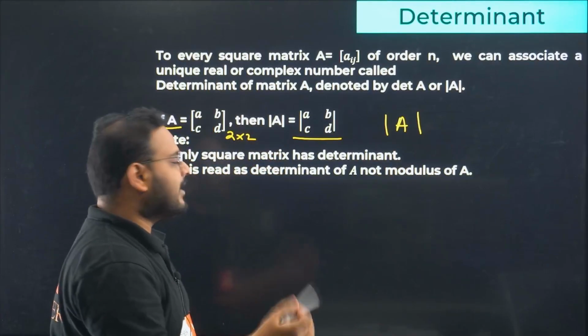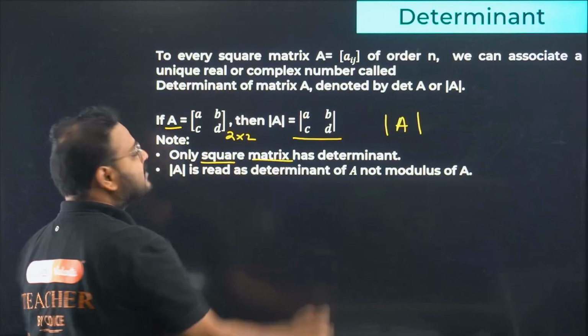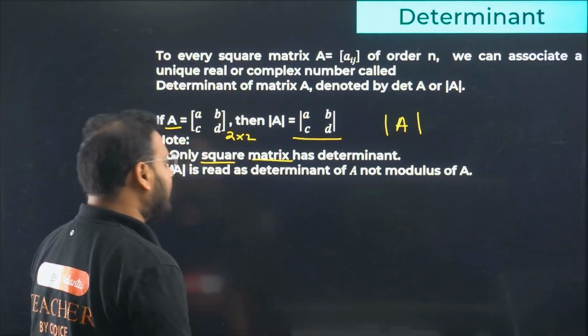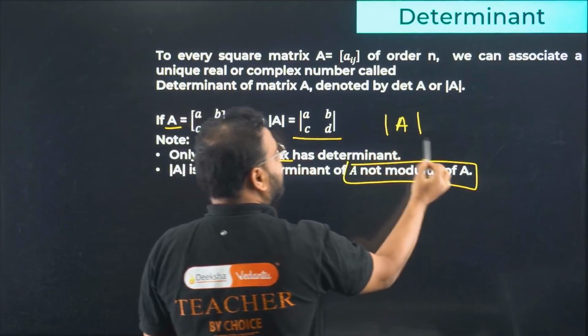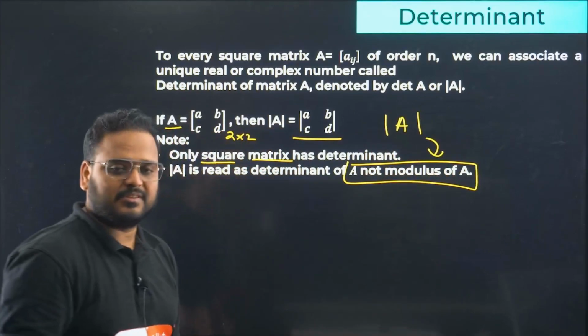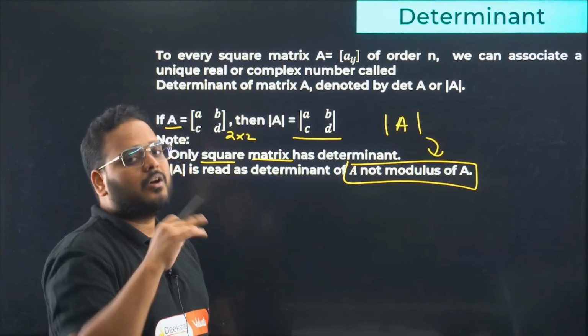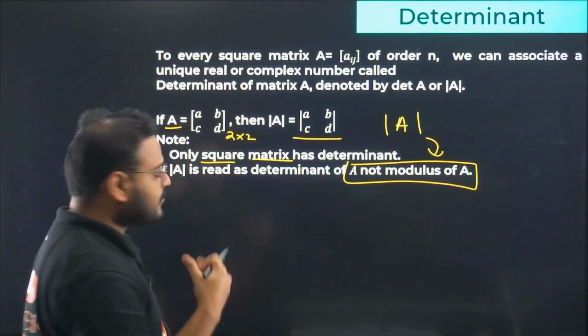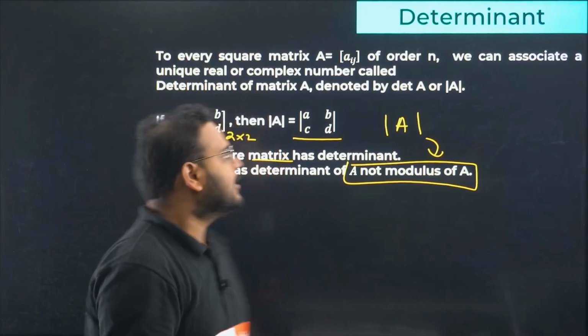Okay, how do you find it? That will come later, don't worry. So of course only a square matrix has a determinant. That's the first point to remember, and the second point is that this is not modulus. What you see over here is not the modulus of A. That's a different thing. Modulus is a different function itself. Determinant is a tool, an operator that gives us a real or complex value. There's a difference between the two. Okay, so this is clear.